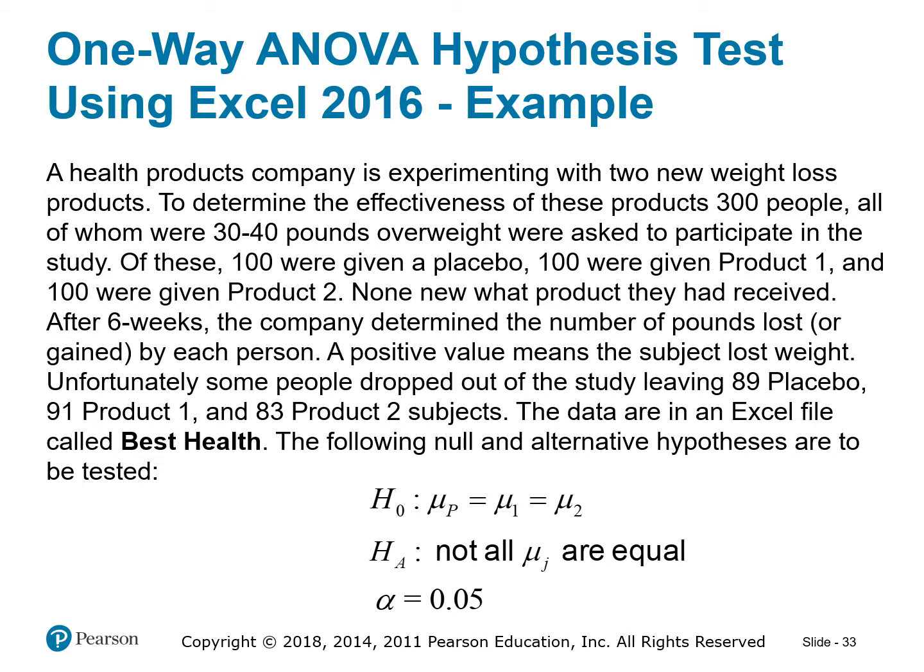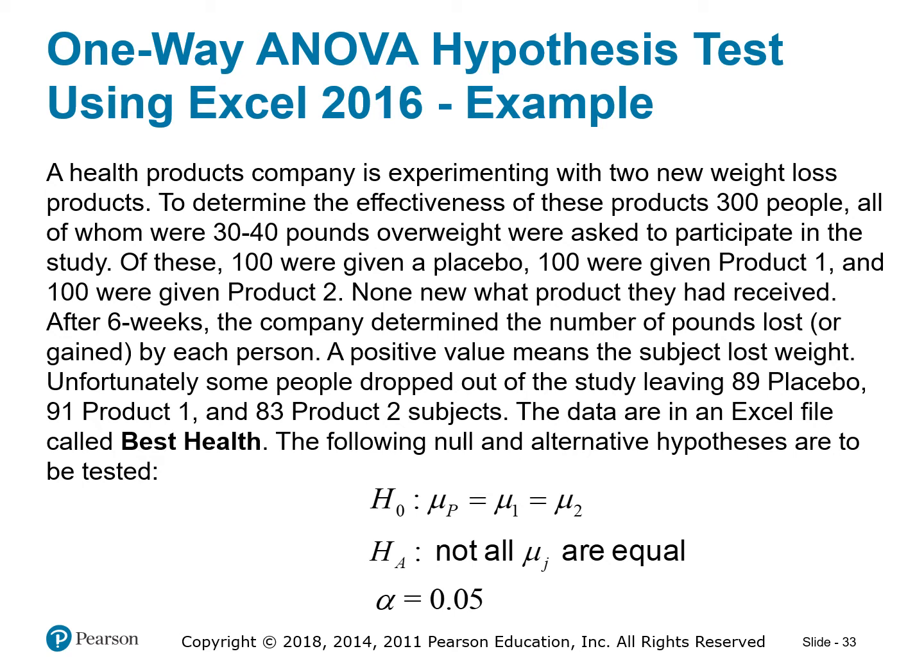Now, one of the problems with long-term studies is often people will drop out or leave the study if they decide they don't want to participate anymore. In this case, you'll notice that when they were done with the study after 6 weeks, they only had 89 placebo, 91 product 1, and 83 product 2. This happens a lot. I'm going to provide the Excel file for this. It's called Best Health. And here are my null and alternative hypotheses for this. I'm going to be using an alpha of 0.05.